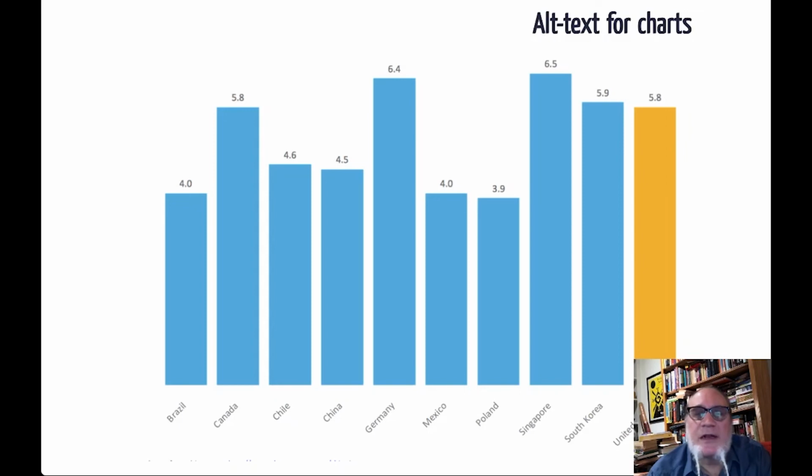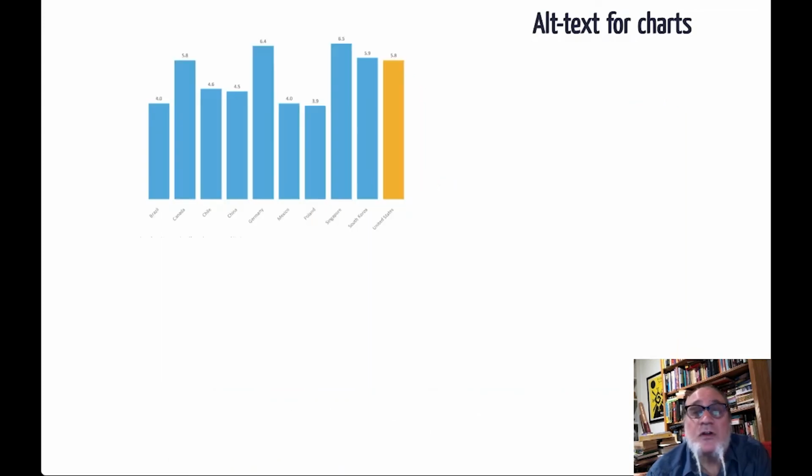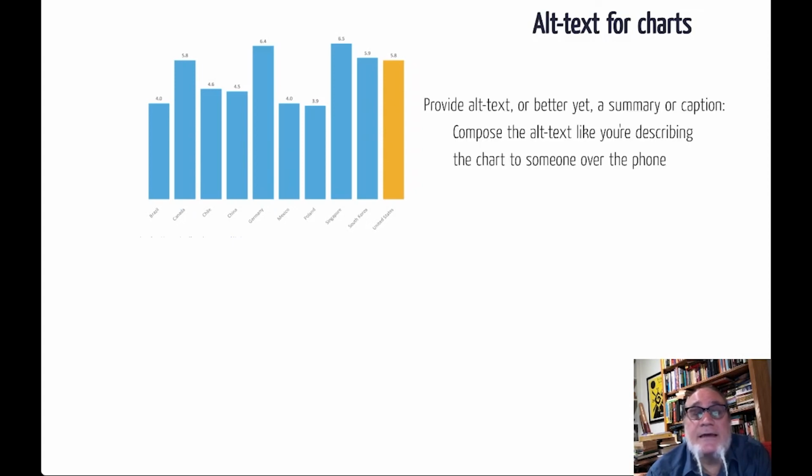And that brings us directly to something that's not cognitive load theory, but which is part of accessibility, and that's alt text. Alt text is the sort of summary that you provide for an image in HTML. So you should always provide for your charts some alt text, or better yet, a caption or a summary that everybody can see. And a good way of thinking about this is you should compose the alt text like you're describing the chart to somebody over the phone.